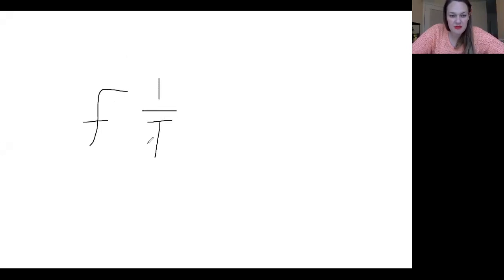Just to quickly remind you, going back to our first waves lesson, frequency is equal to 1 over the period. Period being how much time it takes for one wave to travel from one peak to the next peak, which is in seconds. So our units for frequency is 1 over seconds, which is recorded as hertz.